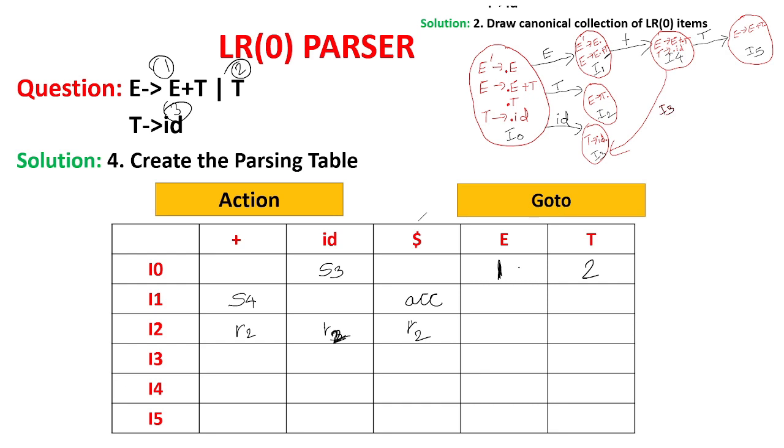In the goto part, you just have to put the state number because only non-terminals are present in the goto part. So there we won't write anything. Everything you have to write in the action part.